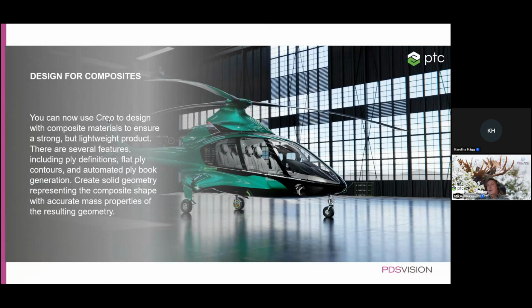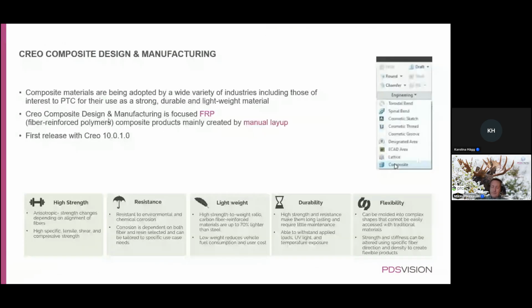Particularly, where PTC is concentrating with this application is the products that are created with the manual layup of fibers. So you have fibers which look like a mat or textile piece, and you put them on top of each other. Then you impregnate them with resin, and then you make the resin go through a polymerization process where it gets hardened, and those textiles are embedded in there. And typically you are aiming for high strength, resistance to corrosion, very light weight and durability.